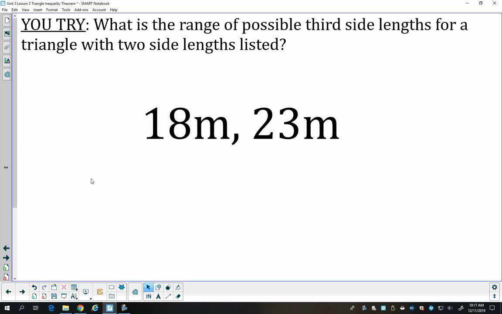So I want you to go ahead and choose the range of possible third side lengths if I want to build a triangle with one side 18 meters, another side 23 meters, and I don't care how long the third side is.